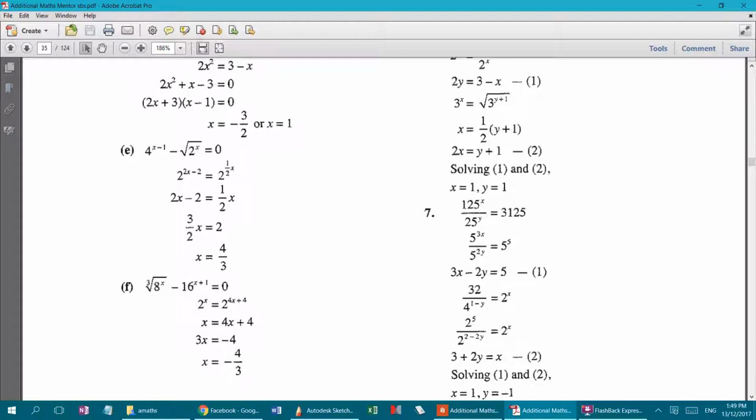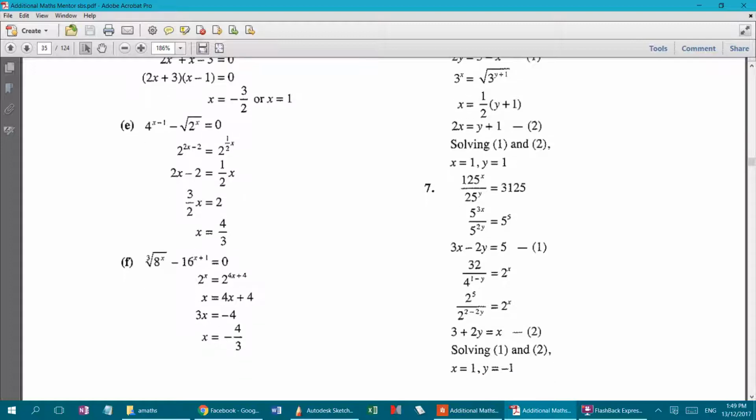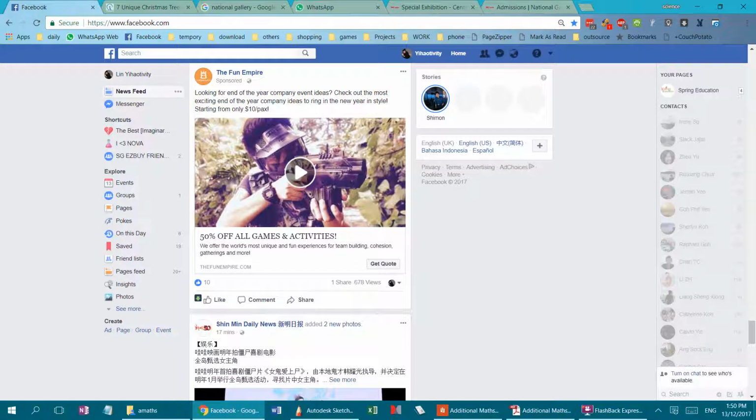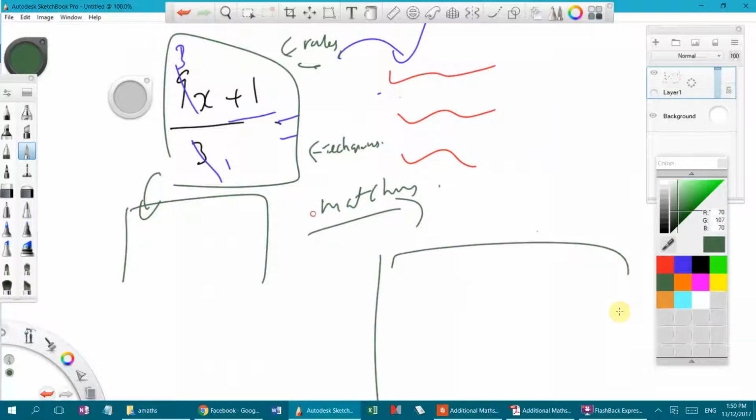Like for example, this part she is not good at, knowing what to do. For example, from this, how are you going to change to this? This is one of the things. So identify each of the things on the worksheets.